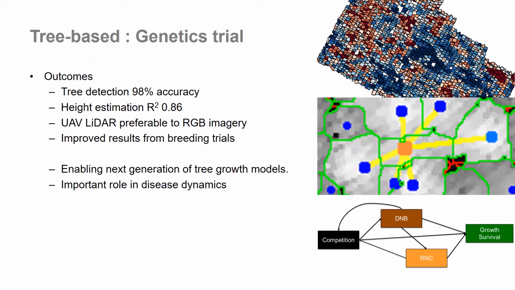And we also worked with Forest Protection Group here at Zion and found that our competition metrics were able to provide useful input in understanding the dynamics of disease. So we had data in this trial on Dothistroma needle blight and red needle cast, and found that competition metrics helped explain levels of disease as well as growth rates and survival.